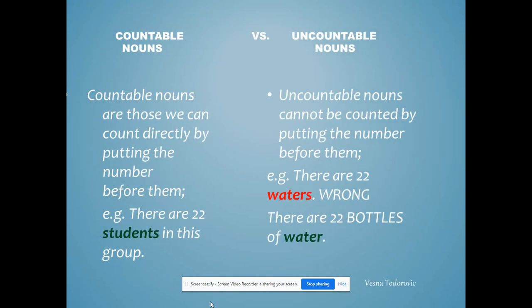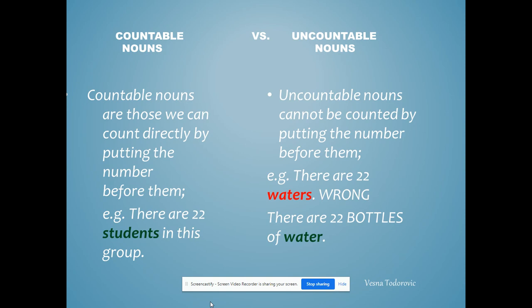Countable nouns are those nouns that we can directly count. What does it mean? We can put a number directly before the noun to make it plural. In this case, there are 22 students in this group. So 22 is the number, and it goes immediately before the plural noun students.